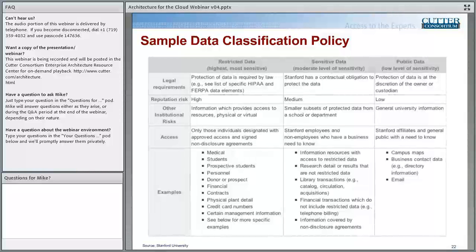I like this classification policy. This is a sample policy that comes from Stanford University. And so you can see that they've, looking at data, asked: what are the legal requirements associated with this? What's the risk to our reputation, other risks to our institution? Who is allowed to have access to the data? What are example types of this data? And so again, this is a good example of a data classification policy.